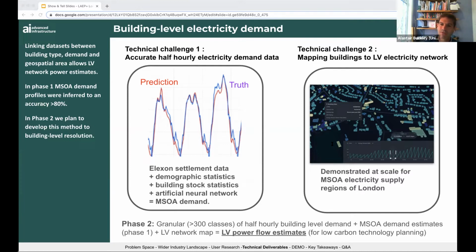We'll build on this work in phase 2 and use half-hourly metering data from tens of thousands of individual buildings to create a much more granular classification scheme that will allow much more accurate estimates of any individual building's demand. And we'll be able to measure the accuracy of these estimates using the inferred MSOA data from phase 1. So I'll pass over to Christopher now for that demo.